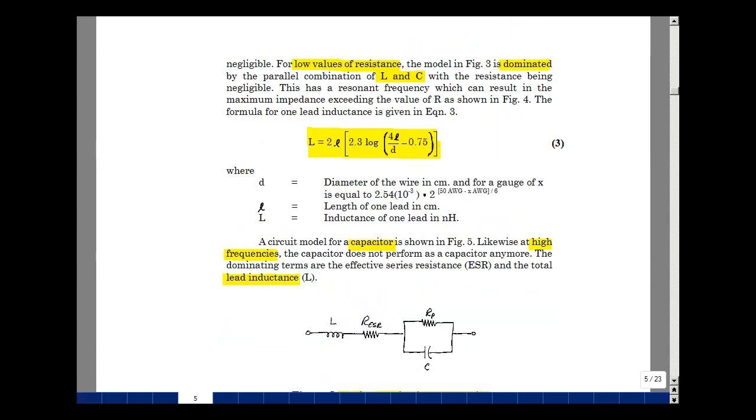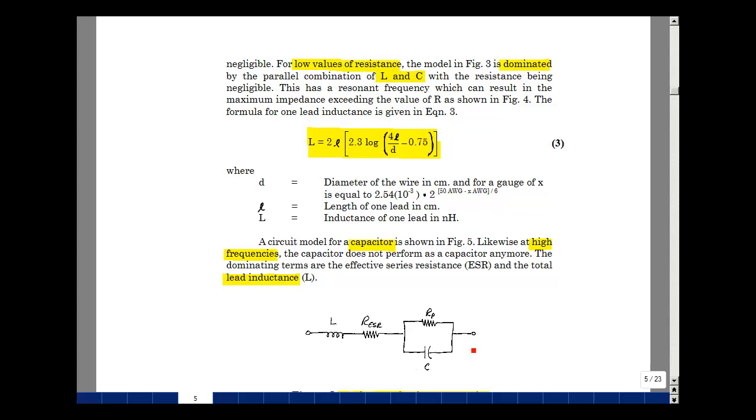As shown in the ebook lecture notes, we can also calculate the inductance of a piece of wire. We're going to use this to calculate the inductance of our lead length. And the value in nanohenries is equal to twice the length in centimeters times the quantity 2.3 times the log base 10 of 4 times the length in centimeters divided by the diameter in centimeters. We're going to use a conversion from wire gauge to centimeters. And that's 2.54 times 10 to the minus 3 times 2 raised to the (50 minus the gauge of the wire) divided by 6, and then minus 0.75.